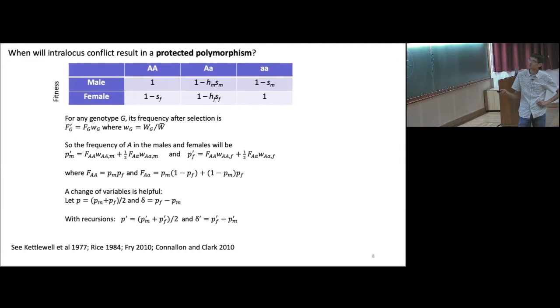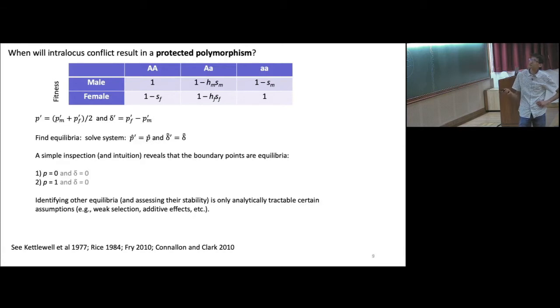But you can find recursions for how these things change across generations, just as a function of the recursions I've given you here. Okay, so this is old stuff that people have done a long time ago, though there's been a resurgence of interest in this recently. So you can do this, and you can find equilibrium. So essentially, you just want to solve the system when the values after selection are equal to the values before selection, right? So that you reach an equilibrium, there's no further change being caused.